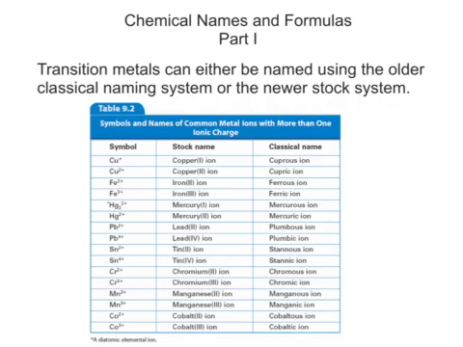So copper 1 is the copper +1. Copper 2 is the copper +2. Iron 2 is iron 2+, and iron 3 is iron 3+. So the stock name tells you the charge on the symbol. And if you know the charge on the symbol, then you just put that as the Roman numeral after the name of the metal when you write the stock name.